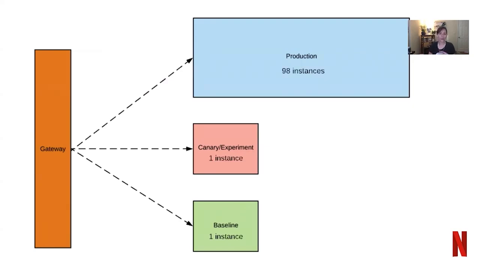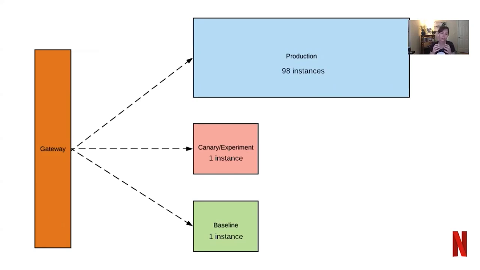So I'm just going to throw some numbers up here so you can get a feel for what this looks like in practice. We have 98 instances already in production. And then we want to deploy some new software. So we set up two new small clusters of one instance each. The actual size of the clusters can vary. It doesn't have to be a single instance, but they're always very small.